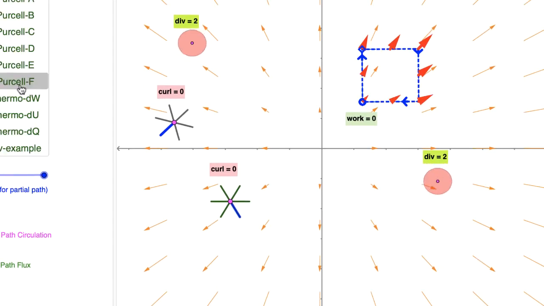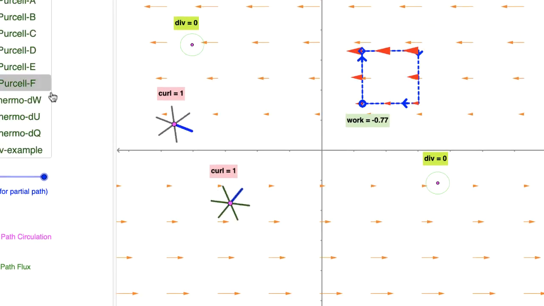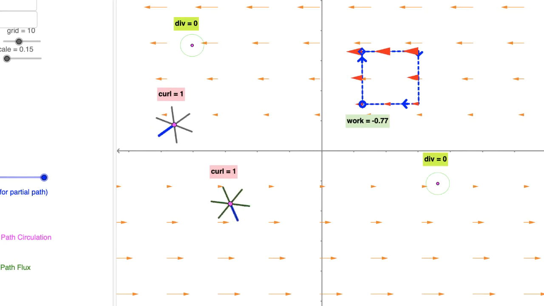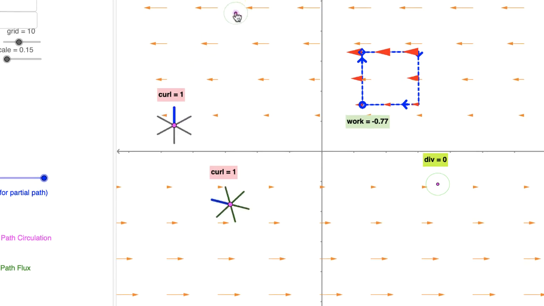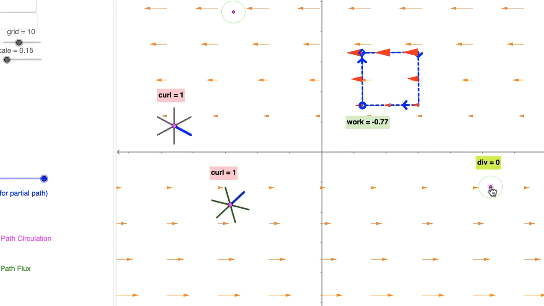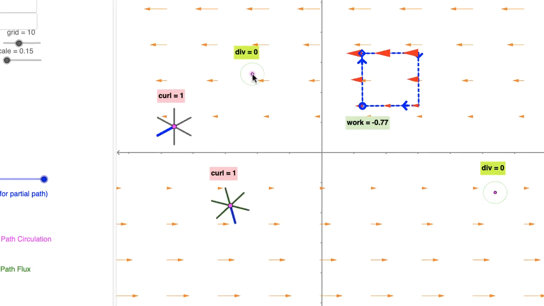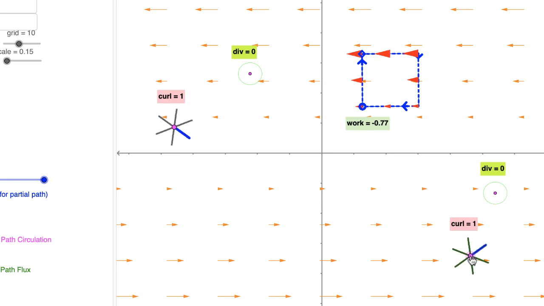Now we can change vector fields. In this vector field, the first component is negative y, and the second component is 0. In this case, you check that the divergence is 0, meaning there's no net fluid being produced at each point. On the other hand, the curl is no longer 0, it's 1. That means that if you put tiny paddle wheels at each point, they will start rotating.